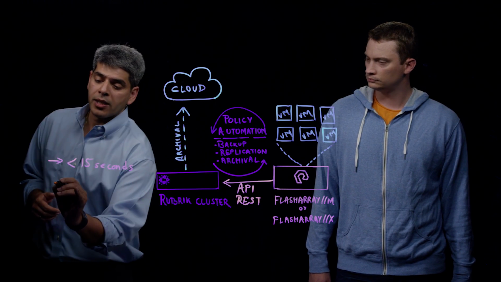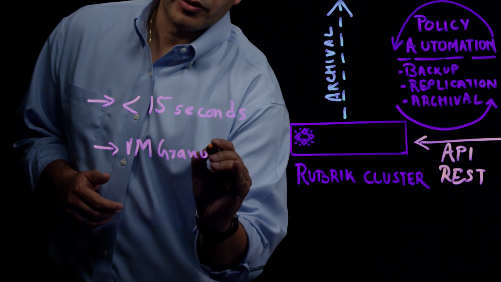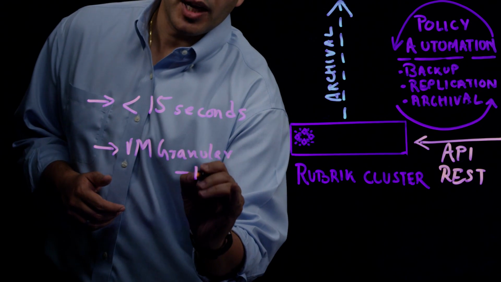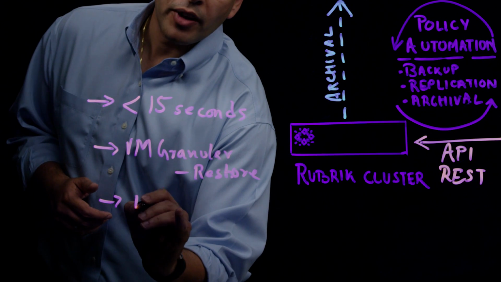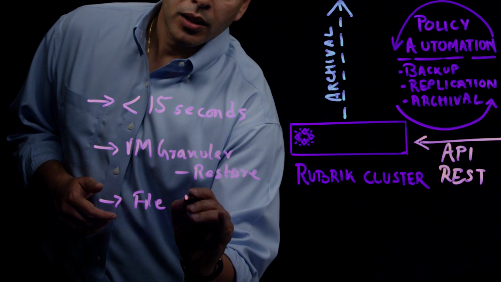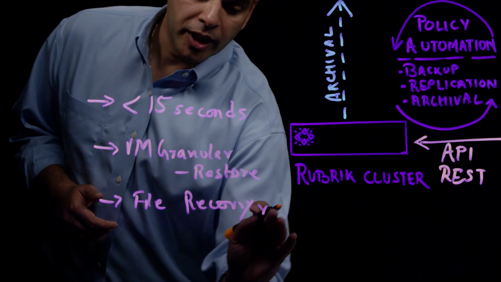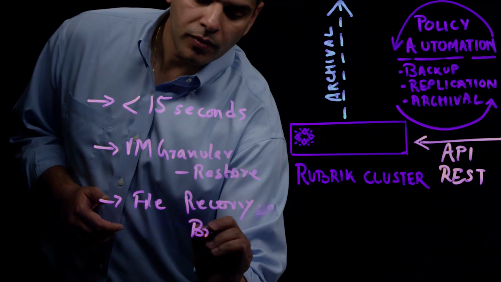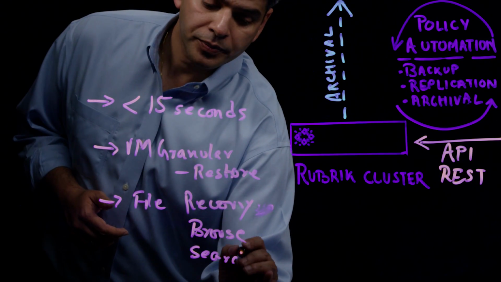It also provides VM granular backup or recovery. So you can go any point in time back and restore an entire VM or also do a file level recovery from any point in time. You can also do file browse or file search within the Rubrik UI.